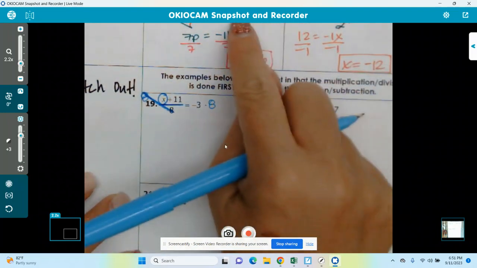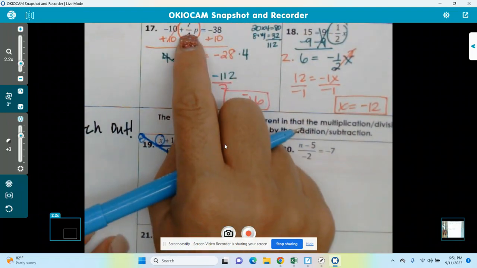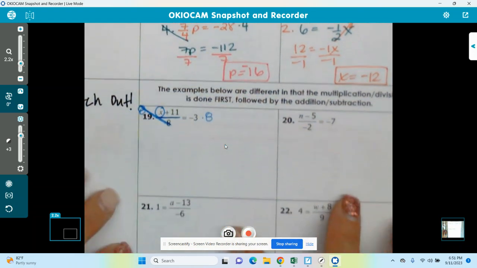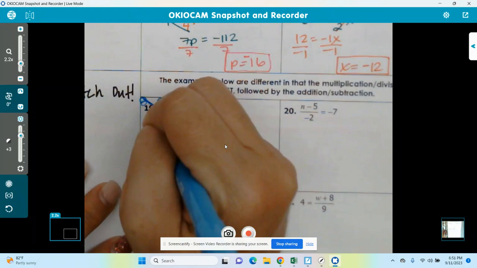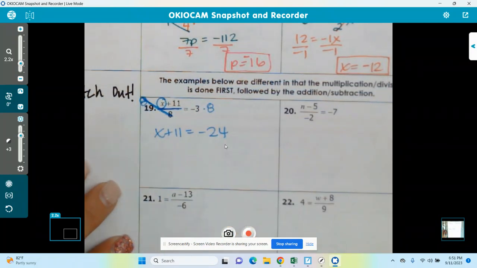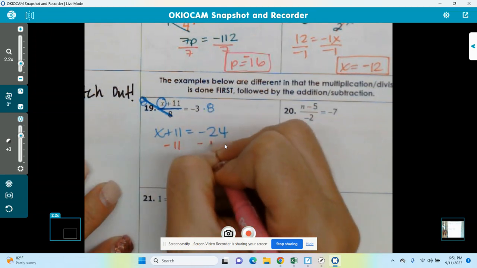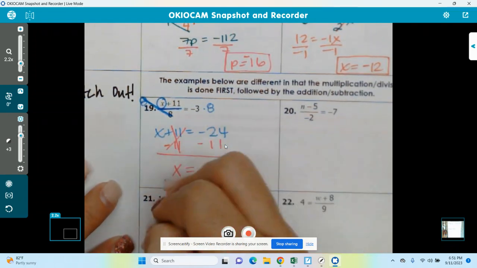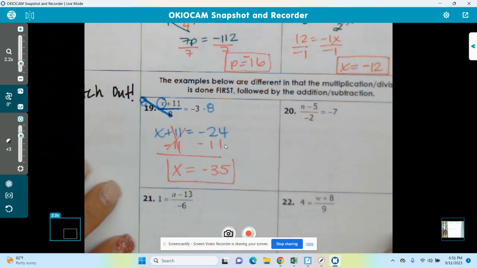Now, if you notice on the ones above us, the fraction was only on part of the problem. Here, the fraction extends on the whole problem. That's why we're having to do this. So the whole top is going to stay the same. And now it is a one-step equation. We're going to move our added term or subtracted term, and we're going to get negative 35.